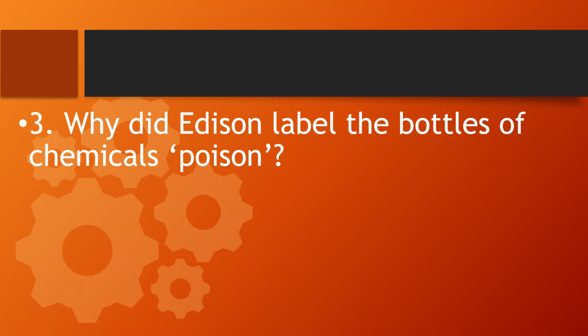And there, Edison had set up a laboratory for himself. He had collected many bottles of chemicals and he had put a label on them. And the label said poison. Now, do you remember I explained to you why he called them poison? Yes, he called them poison so that nobody else would handle it or disturb it. Nobody else would touch it. So that was the reason he labeled them poison.